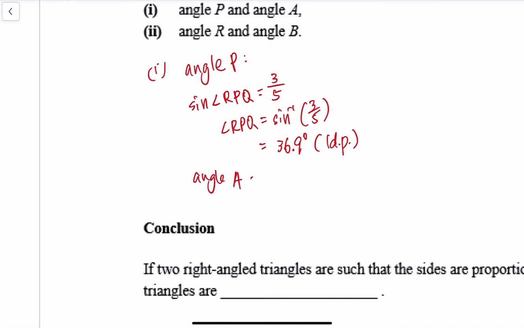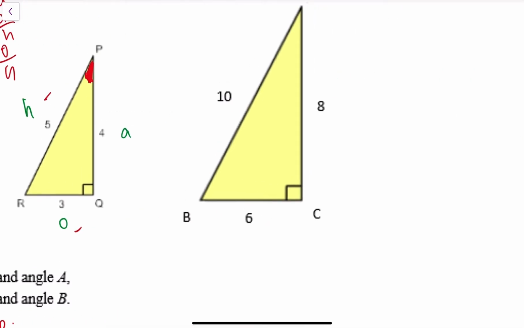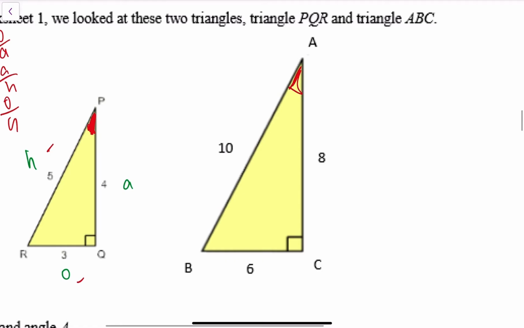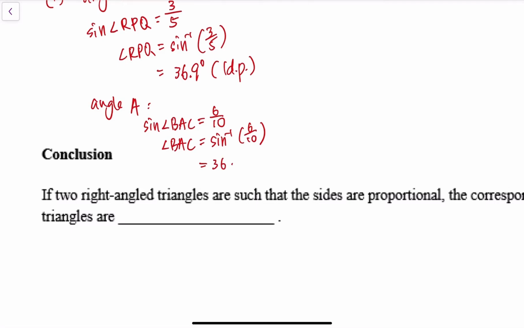Okay, angle A. Let's take a look. It is the other triangle. I'm going to erase all the markings. So angle A over here, I will have O, A, and H. Let's do the same thing. Let's be consistent. We use sine over here. So sine of angle BAC will be equal to 6/10 as given by the question. Then angle BAC will be equal to sine inverse 6/10. If you want to simplify, you can do that. And I get my answer is 36.9 degrees, 1 decimal place as well.